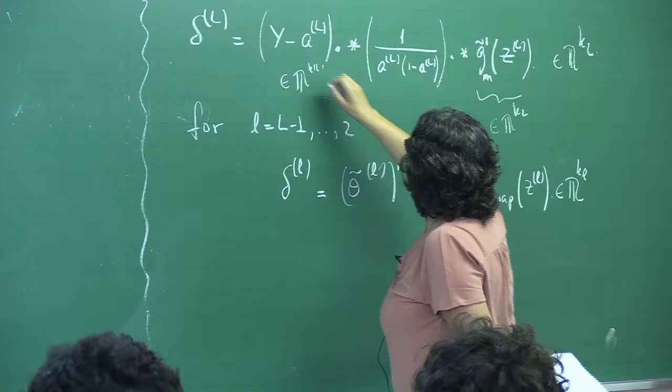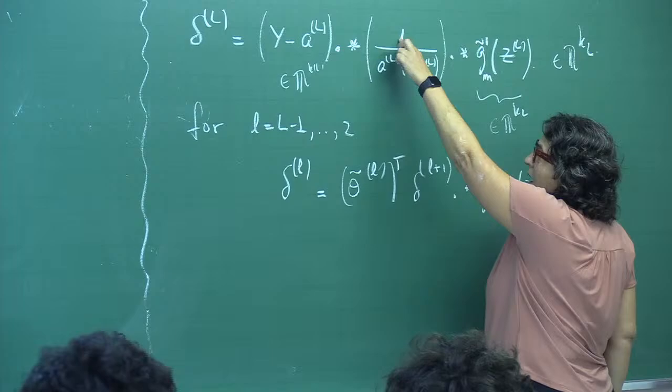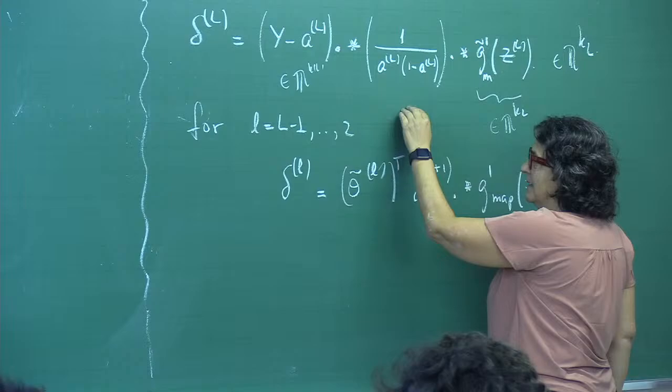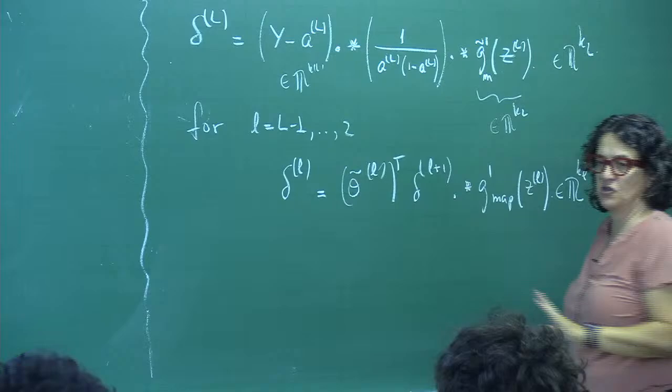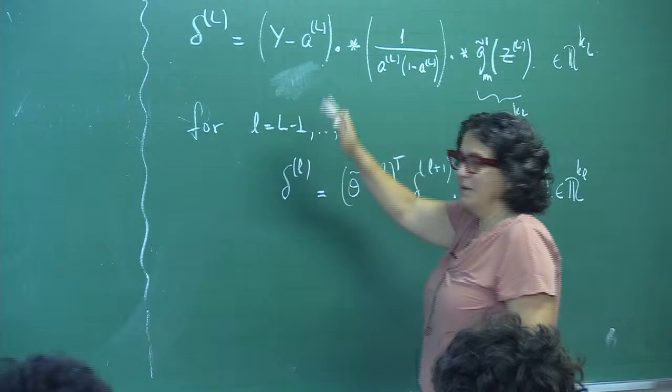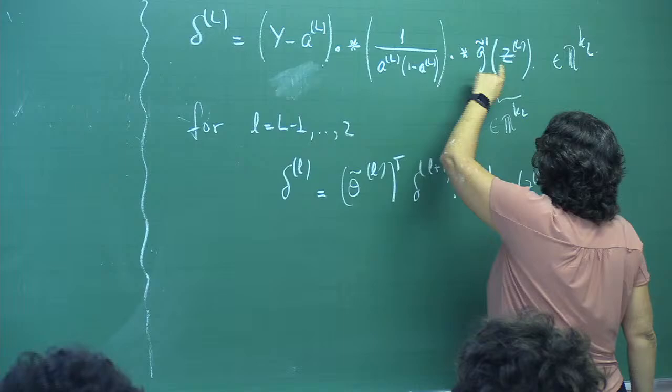And here is a notation where I do a vector, we have 1 over the first coordinate of A, 1 minus the first coordinate of A, the same for each of them. They have all the same dimension. This is going to be for the derivative. Look at this. If I have my prediction and I have D_L, I can compute this.